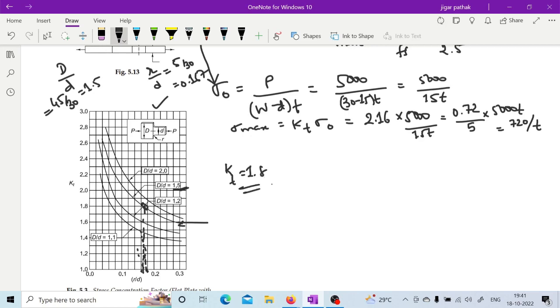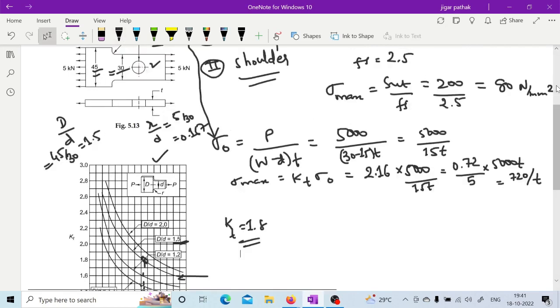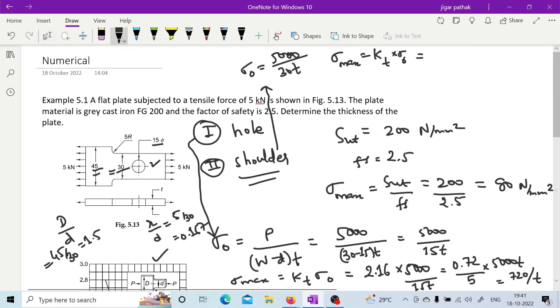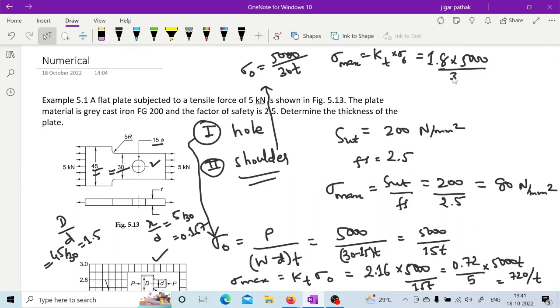Right. So if you take kt equal to 1.8, then here what will happen? 1.8 into 5000 by 30. So what are you getting in this? 300 by t. 300 by t.